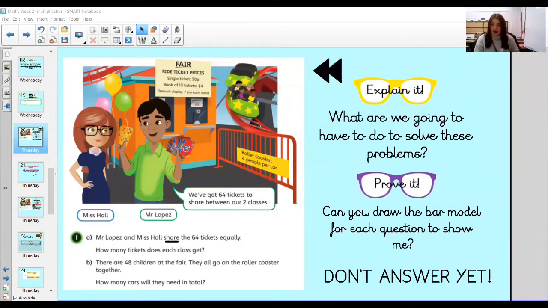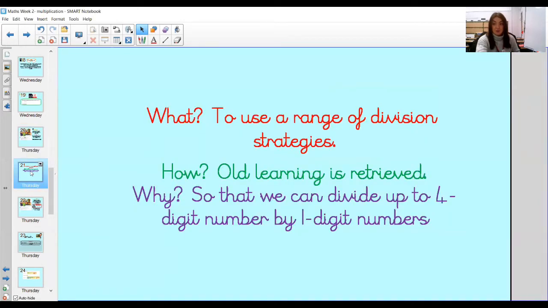Okay, so I'm hoping you've had a little go at that and you have noticed that this new part of our learning is going to be focusing on division. Today we're going to be using a range of division strategies, rewinding lots of those old methods. Old learning is retrieved, so that we can divide up to a 4-digit number by a 1-digit number. Just like we did with our multiplication, we're going to work our way up. We're thinking about any methods that you might know how to use already to divide.